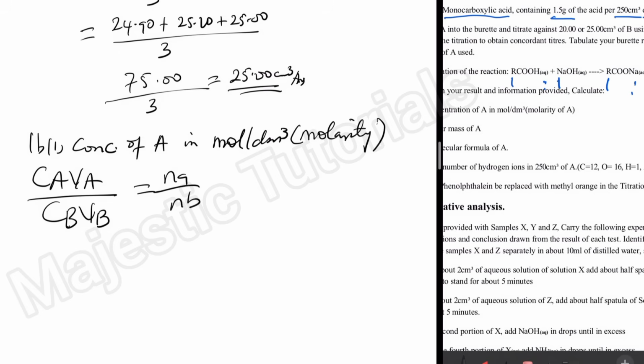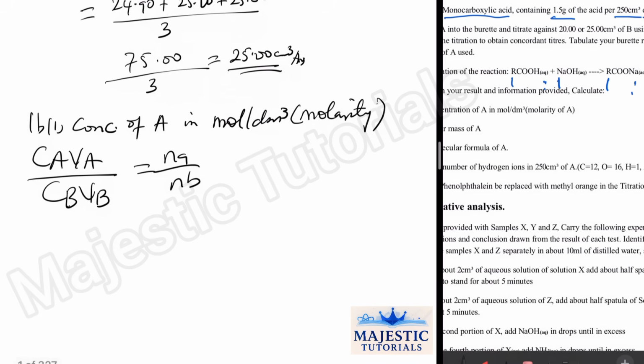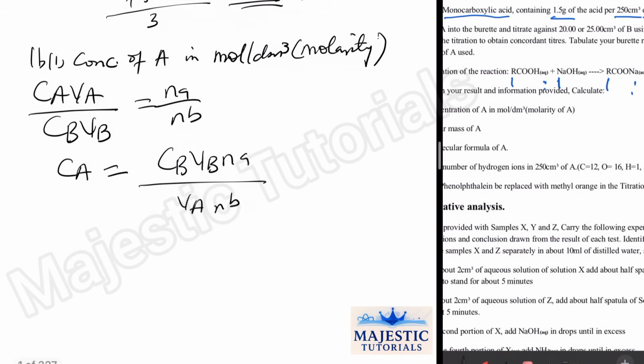Carver because of CA and VA. So CA is concentration of acid in mole per dm cube. VA is the volume, which is 25 we have gotten. Now we are looking for CA. You are advised to make what we are looking for the subject of the formula. From the relation here on the board, CA is equal to CBVBNA all over VA divided by NB, of course.